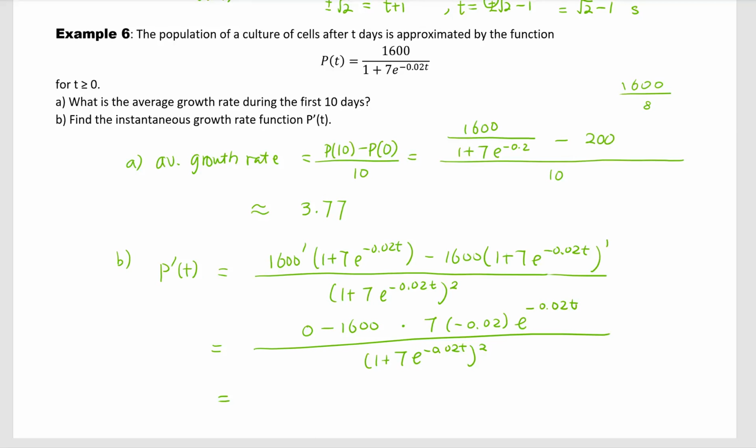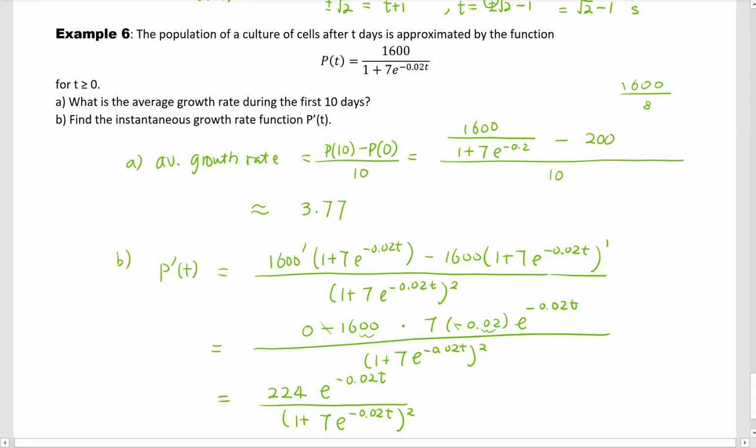Alright, so now you can see the negatives cancel, and this guy cancels, and these 2 zeros and these 2 zeros cancel. So 2 times 16, 32. 32 times 7 is 224. E to the negative 0.02t divided by (1 plus 7 e to the minus 0.02t) squared. Okay, so this is the quotient rule.